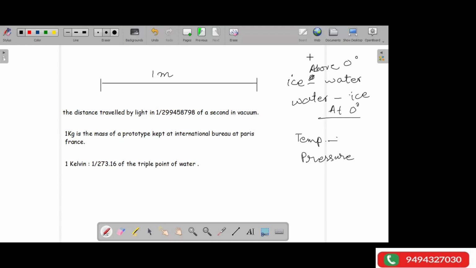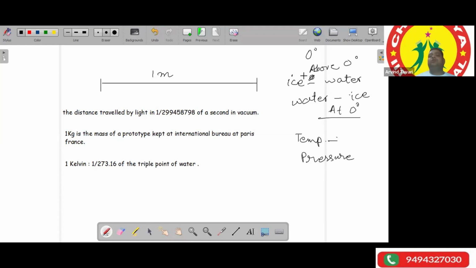Right? So 0 degree Celsius is the equilibrium position. At 0 degree Celsius, it can exist as ice, and it can also exist as water. So there is a combination of temperature and pressure at which water will exist in all the three forms. For example, the pressure given over there at the time is 0.01 bar. At this pressure and a certain temperature, water will exist in all the three forms.